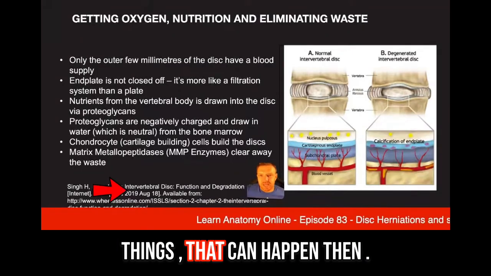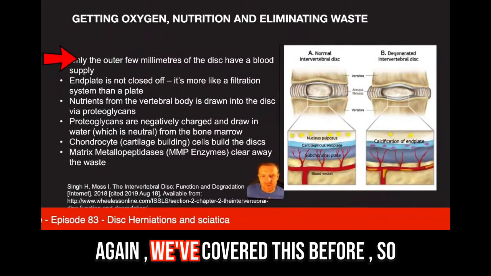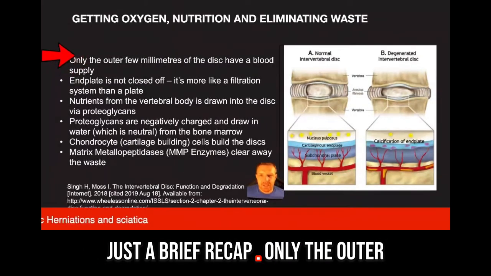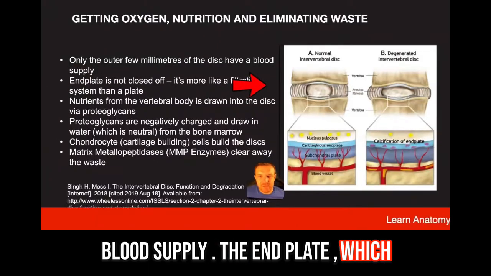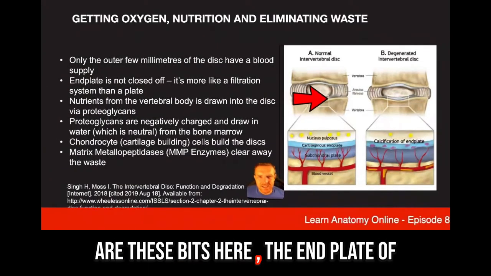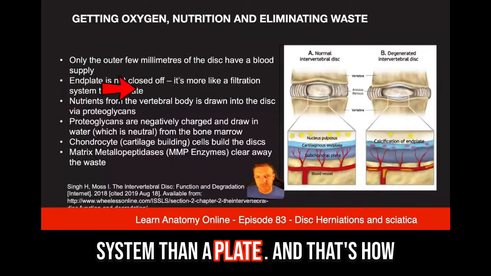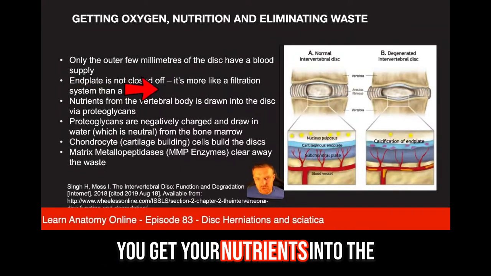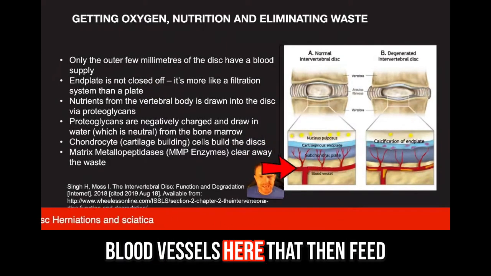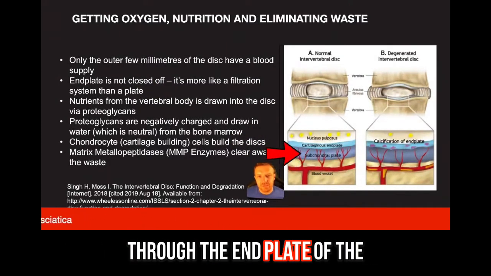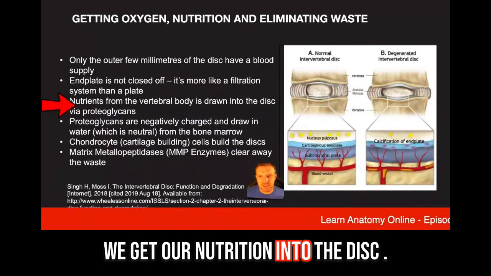These are the kind of things that can happen then. Getting oxygen into the disc, nutrition, and eliminating waste. Again, we've covered this before, so just a brief recap. Only the outer few millimeters of the disc have a blood supply. The end plate of the vertebra, they're not closed off. It's more like a filtration system than a plate. And that's how you get your nutrients into the disc. The nutrients come from these blood vessels here that then feed through the end plate of the vertebra into the disc.